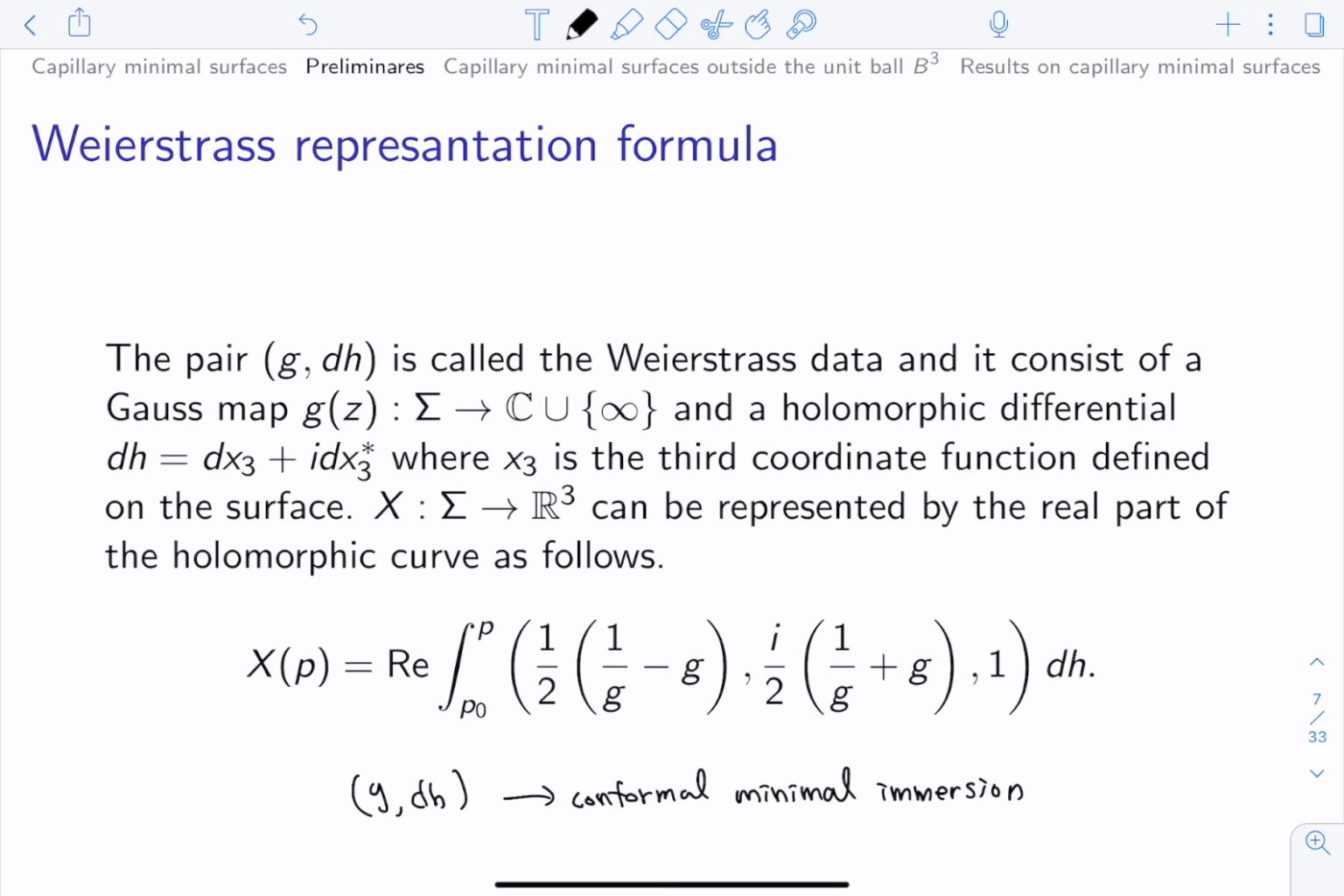If the metric is well defined and there is no real period. So there are some restrictions: the metric should be well defined, and then there should be no real period.